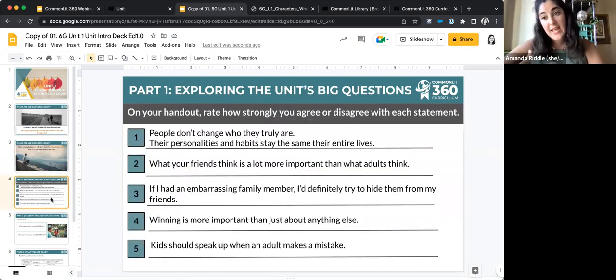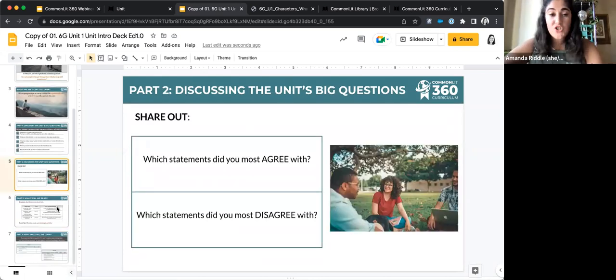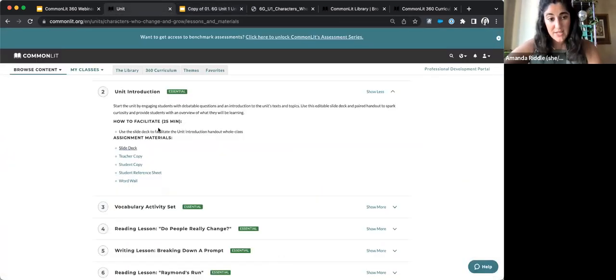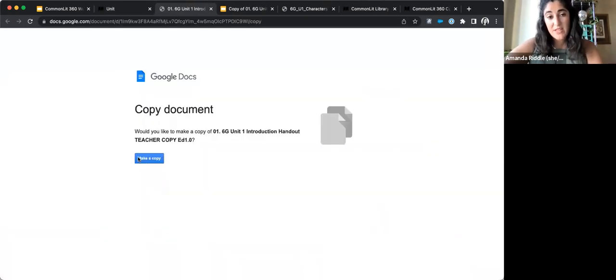It has a handout for students already made as well, and the slide deck kind of guides them through it, has a share out, and talks about the skills you're going to learn. Every unit has materials like this, and they are super easy to find. The teacher copies of things, again, Google Docs more often than not, so you're able to edit them and mark them up as you need.